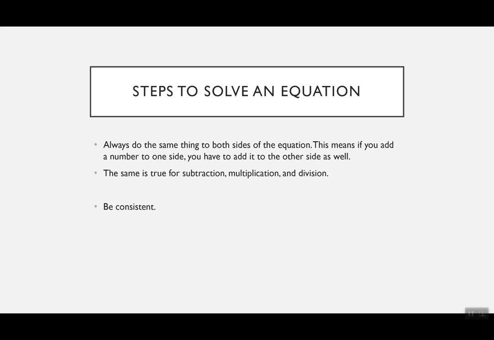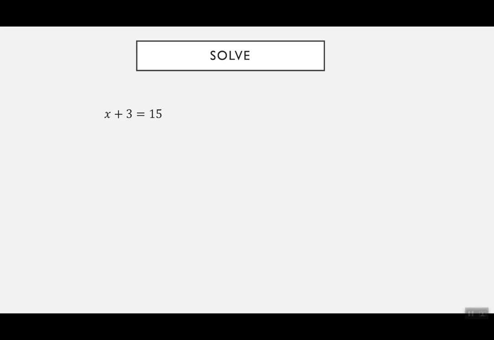As we go to solve an equation, there are some basic steps that we want to do, and the most important thing is that we always do the same thing to both sides of the equation. So this means if you add a number to one side, you need to add it to the other side as well. That's also true for subtraction, multiplication, and division. Just be consistent.